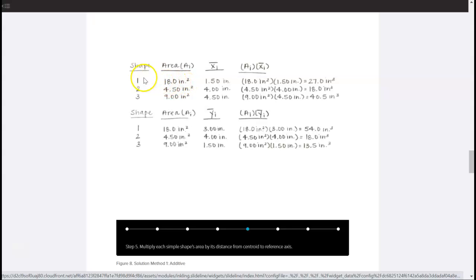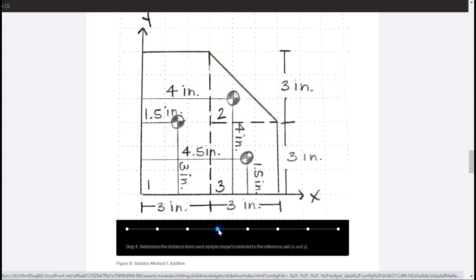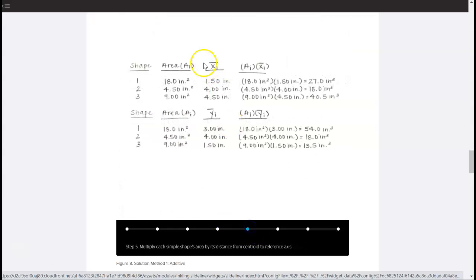A few steps back, we found that shape number 1 was a rectangle. It was 18 inches squared. We also found its reference, so let's go back and look. Shape number 1, 1.5. The whole area was 18 inches squared. This x, going in the x direction, is 1.5 inches. So let's go back. 18 times 1.5.